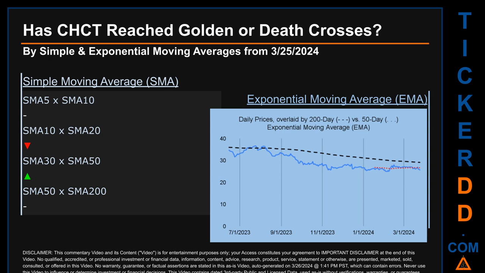Continuing with SMA, we looked across the 5 to 10, the 10 to 20, and the 30 to 50-day ranges to see if golden and death crosses had been reached. We found a golden cross signal for the 30 to 50. We found a death cross signal for the 10 to 20. We could find neither a golden cross nor a death cross signal for the 5 to 10, and the 50 to 200.